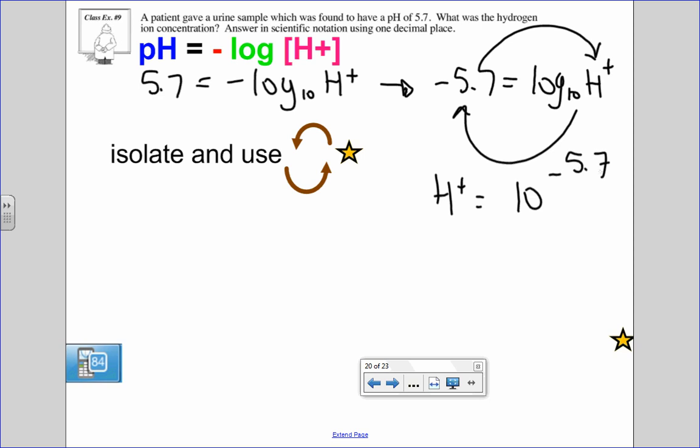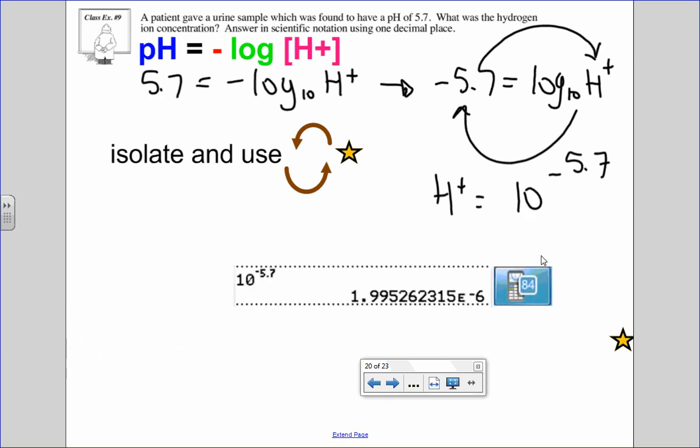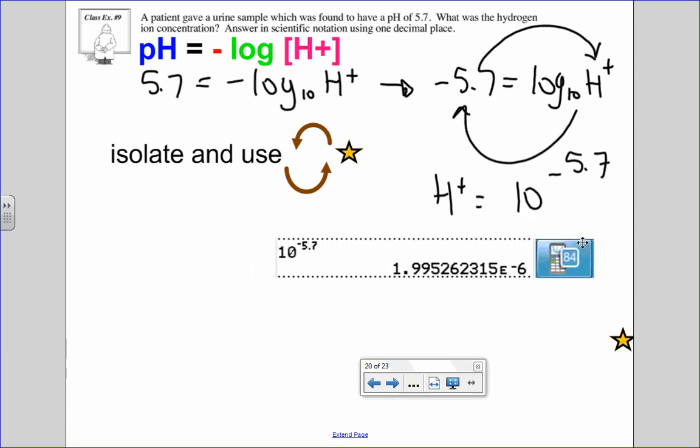Now, for those of you that are in chemistry, you're probably saying, Mosquitoes, I already knew that hydrogen was 10 to the negative pH. Can I just use that? And my answer is no, it's math class. No, of course you could use it. Okay, so if you guys know that little shortcut for hydrogen, 10 to the negative pH, you can totally use that. Okay, so I plug it into my calculator and I get this as my answer.